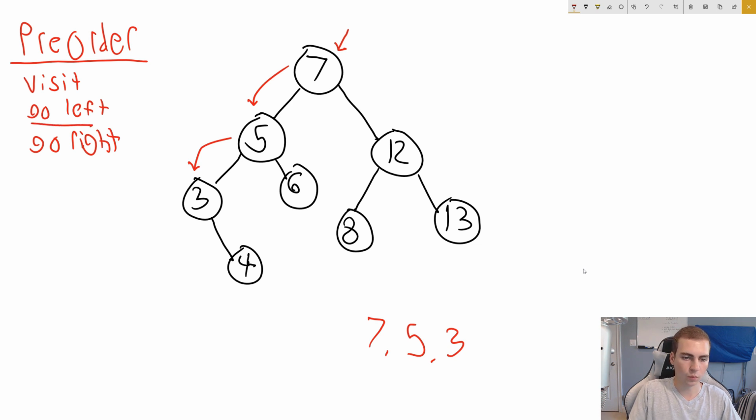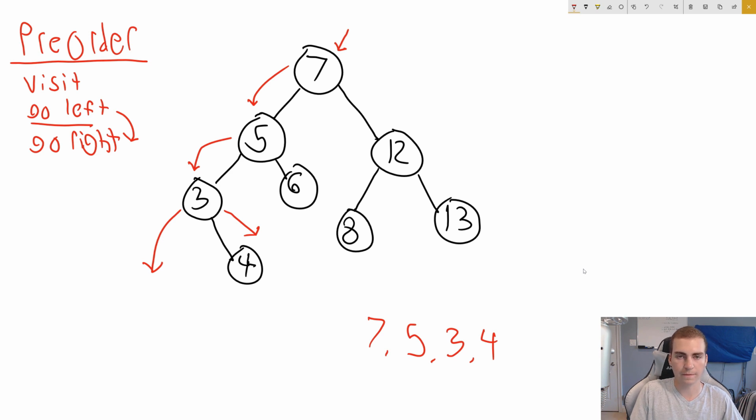We go left. Well, when I go left here, there's nothing here. So I move on to the next step, which is go right. So now I go right and I go to 4. Okay, so now we've visited 4. Now that we've done that, what do we need to do? We need to go back up the ladder and go right because we've just finished going left. So essentially from 7, we went left to 5. We visited 5. We went left from 5 to 3. We couldn't go left from 3, so we went right. And now we've gone as far left as we can go. So we start coming back up.